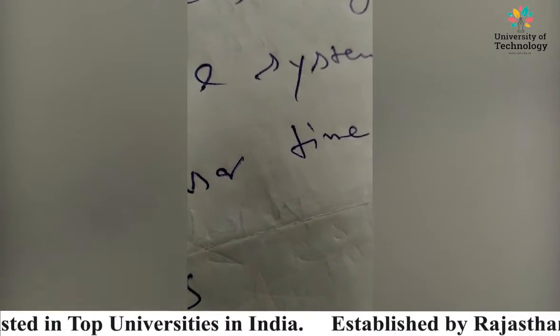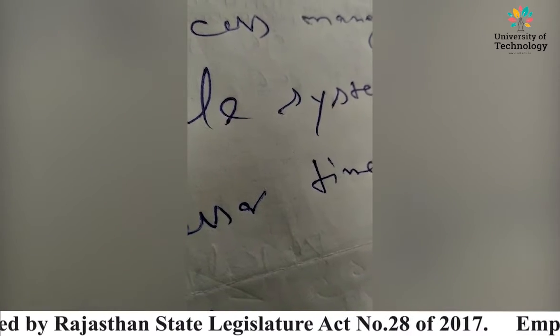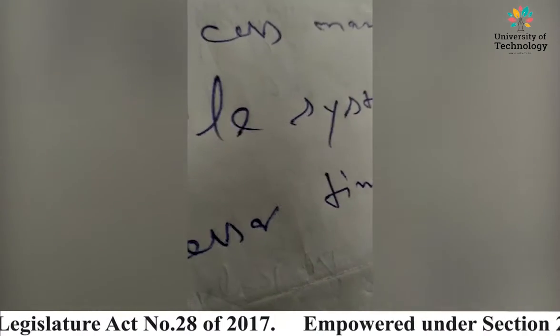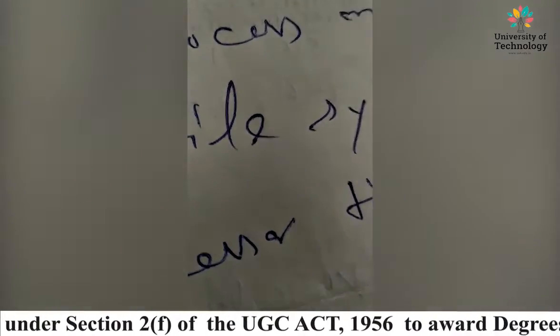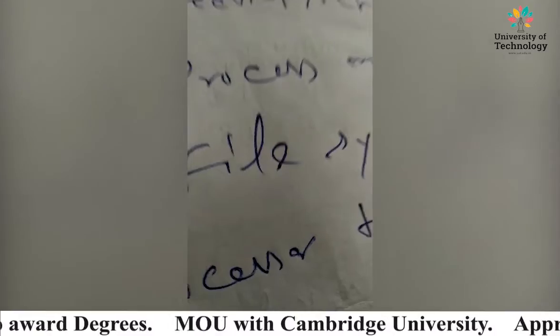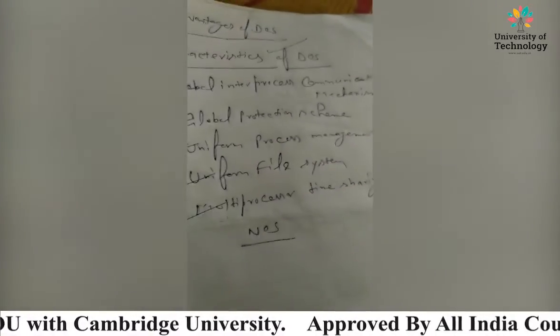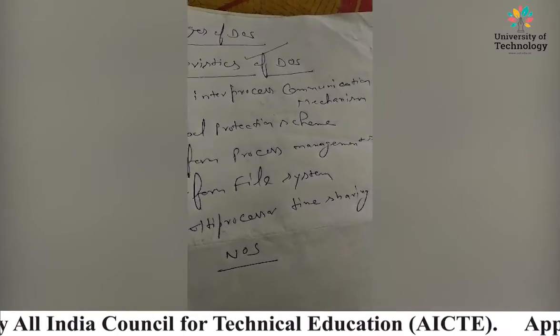Network operating system. This system runs on a server and provides the capability to manage data, users, groups, security applications, and other networking functions. These types of operating system allow shared access of files, printers, security applications, and other networking functions over a small private network.